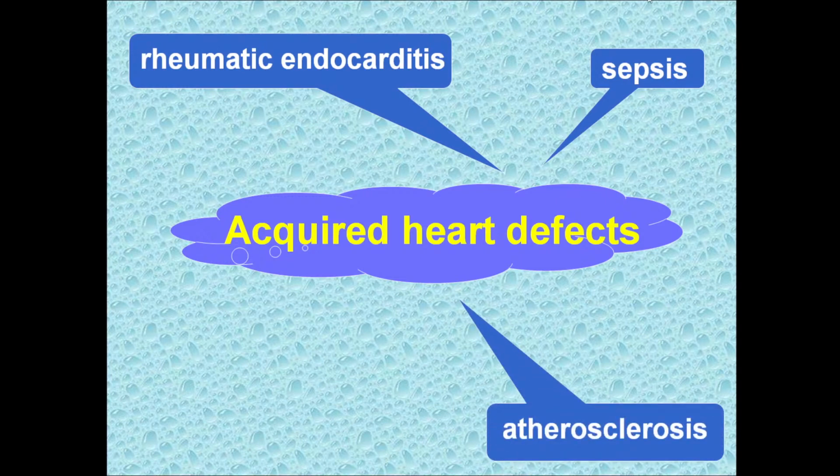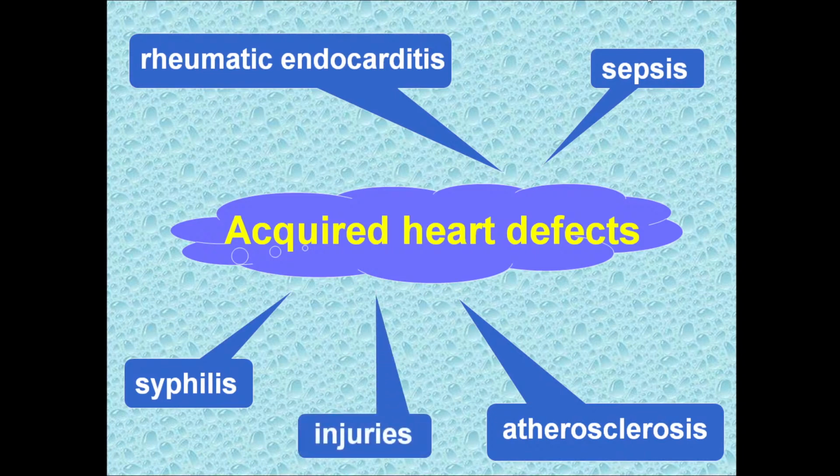Atherosclerosis often provokes aortic heart defects, and first of all aortic stenosis, due to formation of atherosclerotic plaques near the aortic orifice. And we must remember about syphilis, which is also complicated with formation of aortic heart defects. In rare cases, acquired heart defects are formed after injuries, in other words, after trauma of the heart.